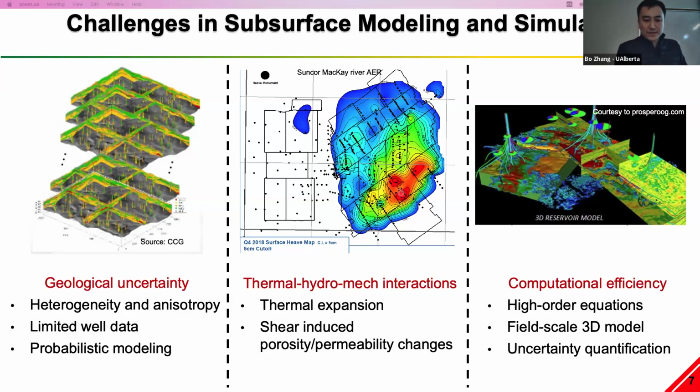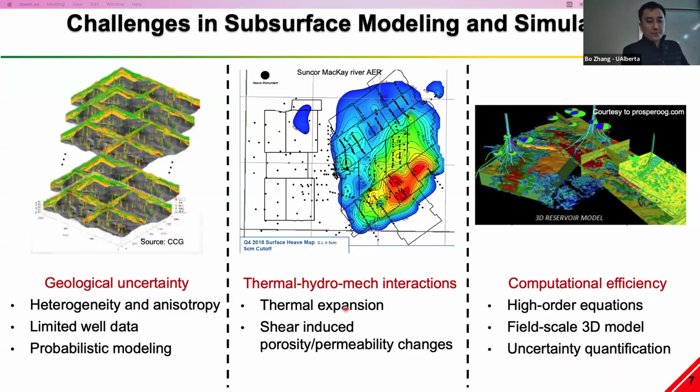And the third problem is definitely computational efficiency. In order to solve those thermal hydromechanical, and if we want chemical, there are a lot of high order equations that need to be solved in 3D. For a field 3D model, usually it has more than 1 million grid blocks or even 10 million grid blocks in order to really capture the details of heterogeneities in the reservoir, right? And because of that geological uncertainty, we also need to generate a lot of realizations. To run those realizations and do uncertainty quantification, it needs a lot of computational time, right?